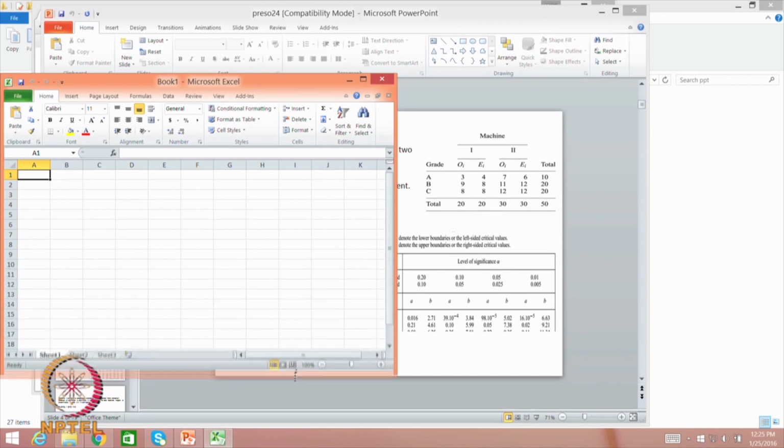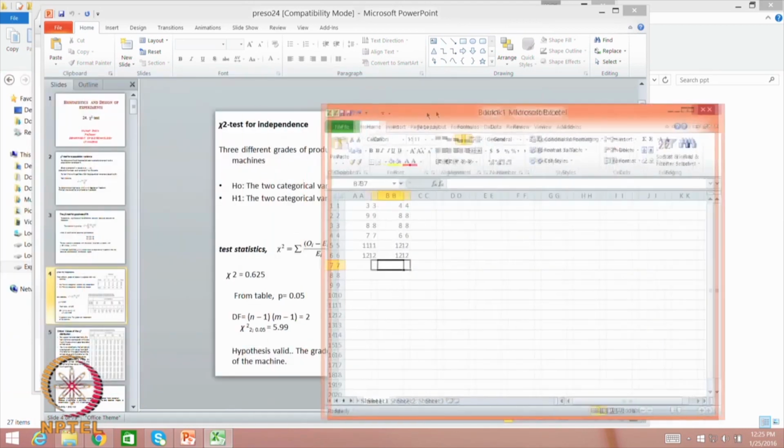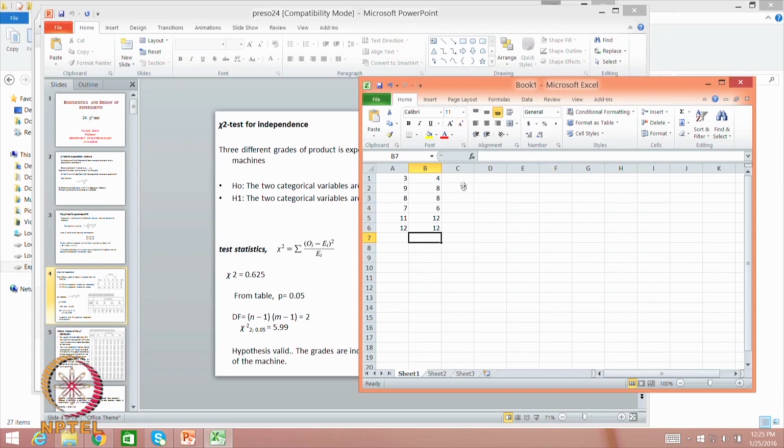Okay, we put in all the data. This is observed, say 3, 9, 8, and correspondingly we have 4, 8, 8. Then we have 7, 11, 12, and correspondingly we have 6, 12, 12. So this is observed, this is expected. So what do we have to do? Observed minus expected, square it, divided by expected.